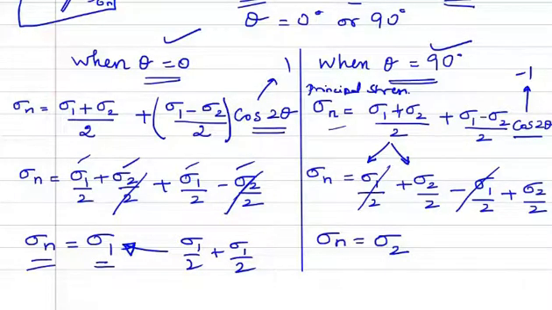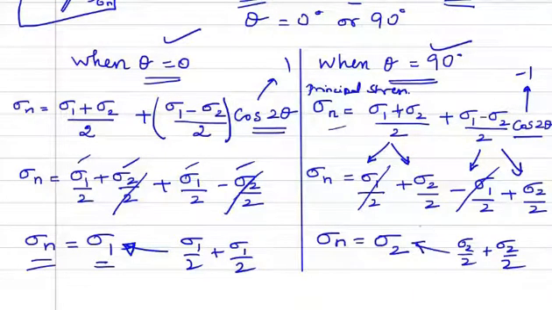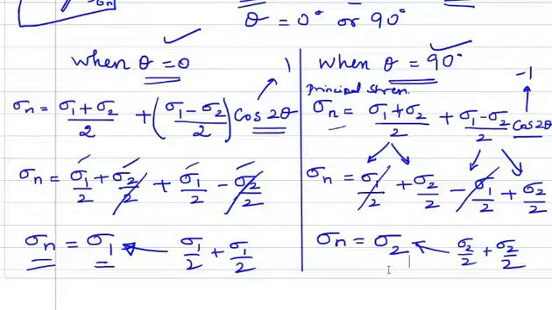So minus 1 into plus sigma 1 by 2 is minus sigma 1 by 2, and minus into minus, I'll be getting plus sigma 2 by 2. So here sigma 1 by 2 and minus sigma 1 by 2 get cancelled. Remaining will be sigma 2 by 2 plus sigma 2 by 2. So I'll be getting sigma 2. So this is the normal stress, or you can say it is the principal stress.